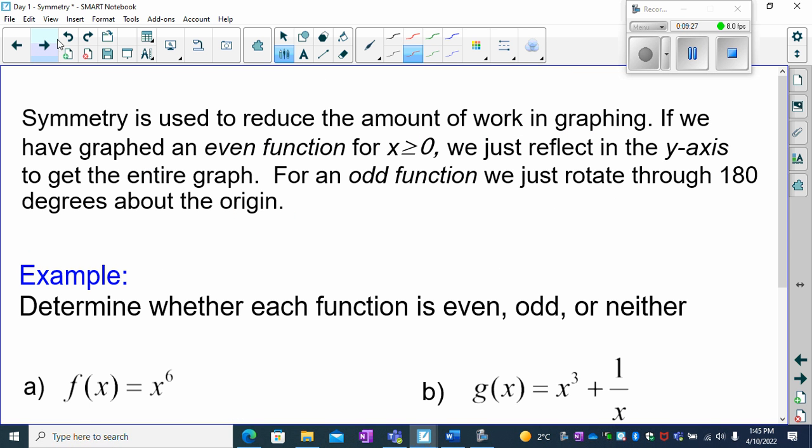Okay, just a couple of extra questions. It says symmetry is used to reduce the amount of work in graphing. It says if we have graphed an even function for x values that are greater than or equal to 0, all the positive x values, we just reflect it in the y-axis to get the entire graph. So you could basically draw the right side of the curve and then just flip it across the y-axis, and that would give you the left side. Those are for even functions. If it's odd, you just rotate it 180 degrees through the origin.